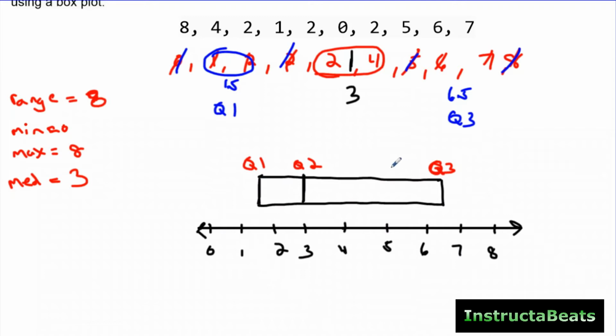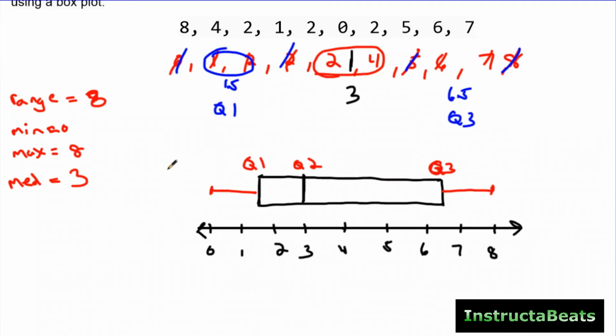Now, that's your box. Now you need your whiskers. Your whiskers are going to be your minimum and maximum. So here, we're going to draw kind of a smaller line. My minimum was 0, and I'm going to connect that with a line right here. My maximum was 8, so I'll connect that with a line. And there's your box and whisker plot.